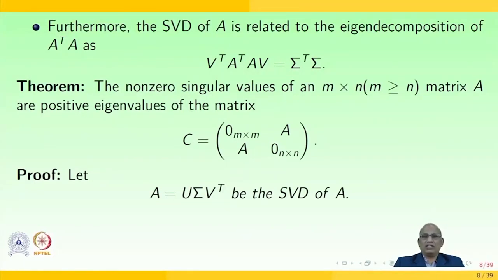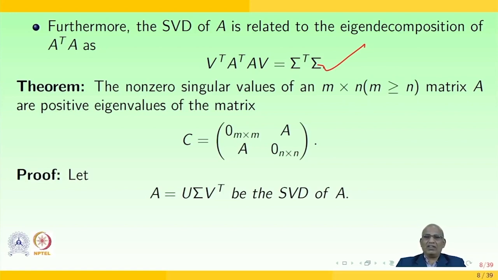Furthermore, the singular value decomposition of A is related to the eigendecomposition of A transpose A, as V transpose A transpose A V will be equivalent to sigma transpose times sigma. So therefore, one could see how the singular value decomposition can be written by using the following theorem.